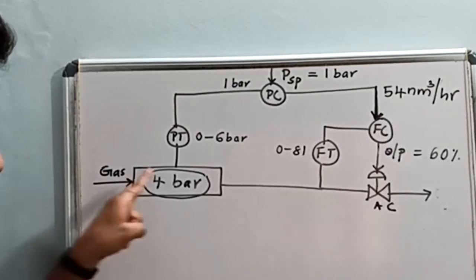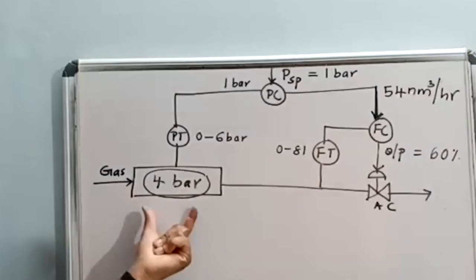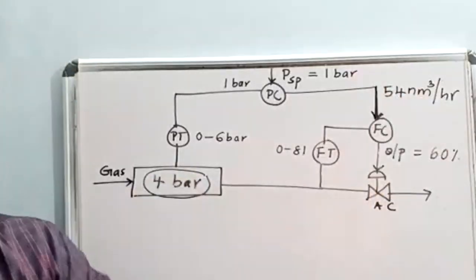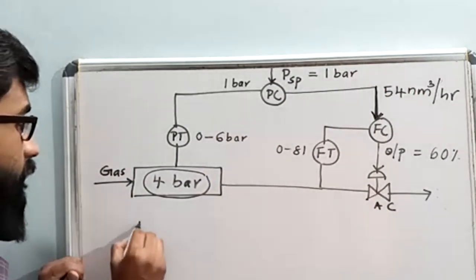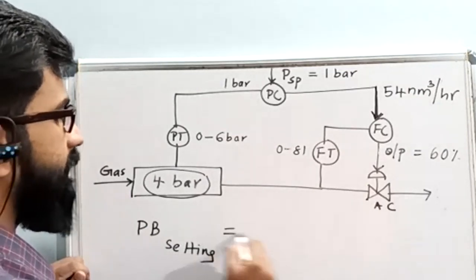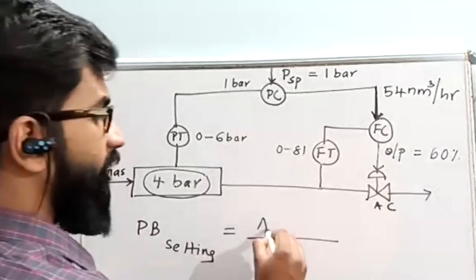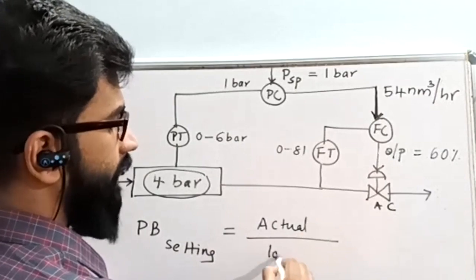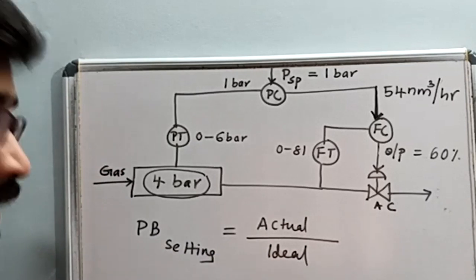Right, this is the question. For 4 bar pressure, if you want to get 54, what should be the proportional band setting? What is the band setting you need? So once again, if you want to write the equation, proportional band setting is equal to the ratio of actual divided by ideal. That is, actual range divided by ideal range.